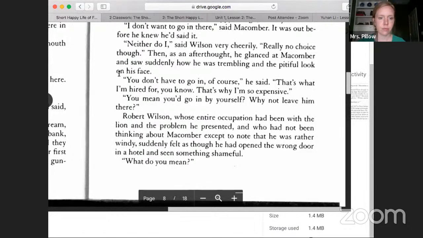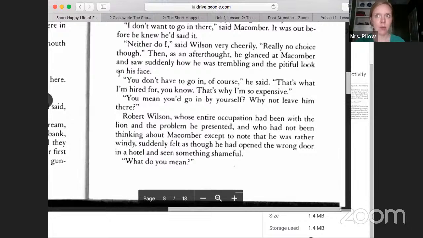Right. Where? Like that he's prepared if Francis doesn't want to do anything. Yeah, Robert Wilson's going to do it. That's his job. When Francis says, you mean you'd go in there by yourself? What's he saying there? What's he surprised by? Basically surprised that he would risk going in there by himself.